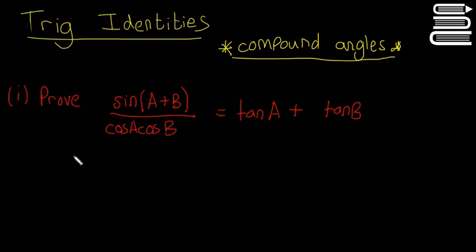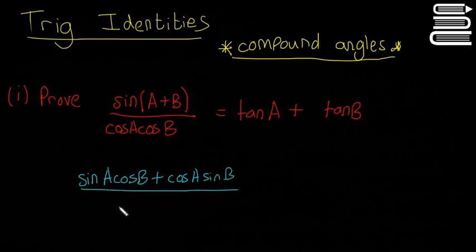So the first thing I'm going to do is to break sine of A plus B into its individual parts, just using the formula. You can look the formula up and you're going to find that it's equal to sine of A cos of B plus cos of A sine of B. These are quite easy to get confused, so just make sure you have that right. And that's all divided by cos of A cos B.